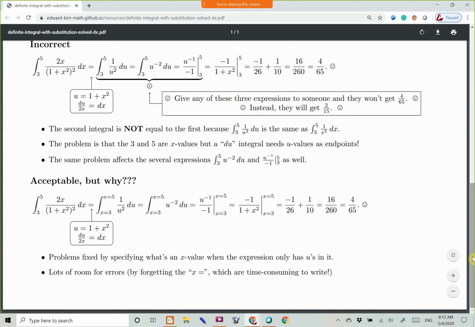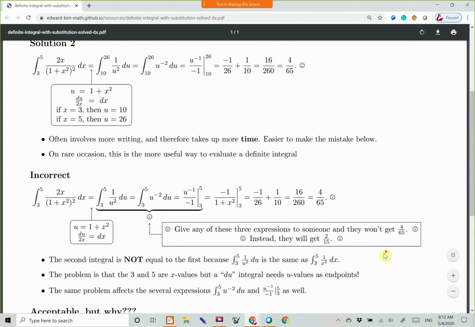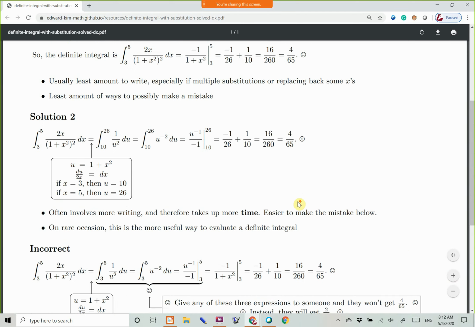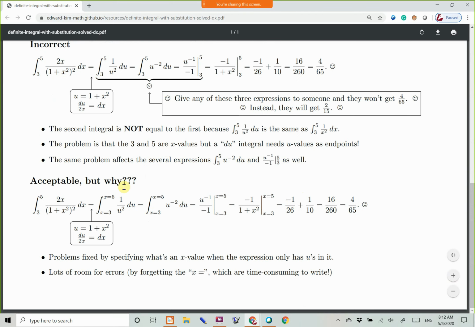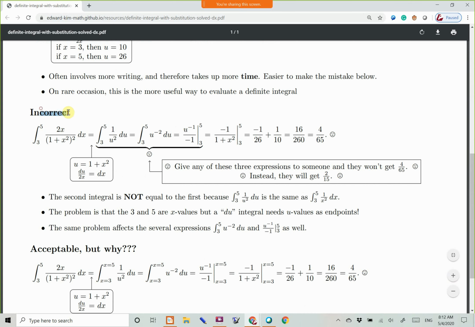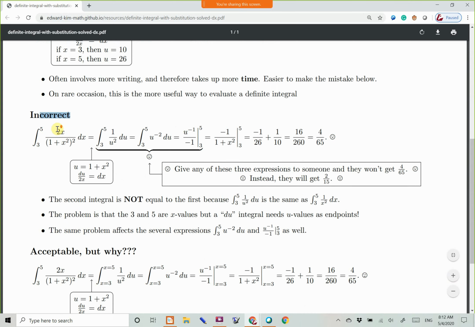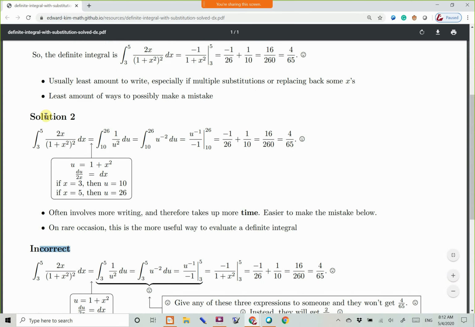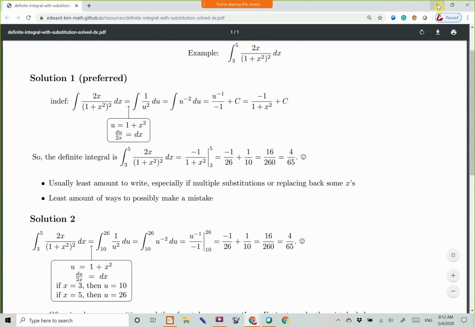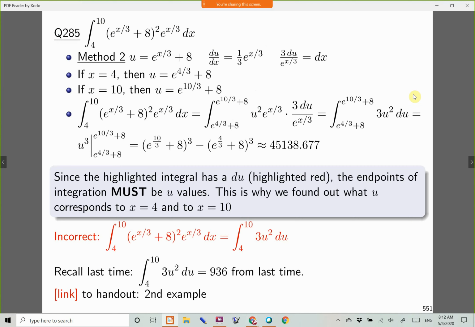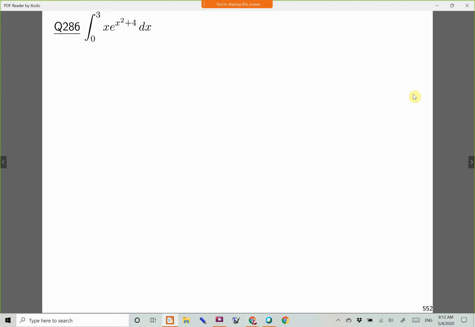So look, on this sheet, which you should download and have a copy of and take a look at, there are 3 completely correct solutions, solution 1, solution 2, and then acceptable but more writing down here. But there's this incorrect thing that people do. This incorrect thing is, I think, an attempt to do this second solution, which is in any case still more writing than solution 1. I hope I can convince you from that much that it's just way easier, more convenient to write the indefinite integral. So we'll do that again in this problem.